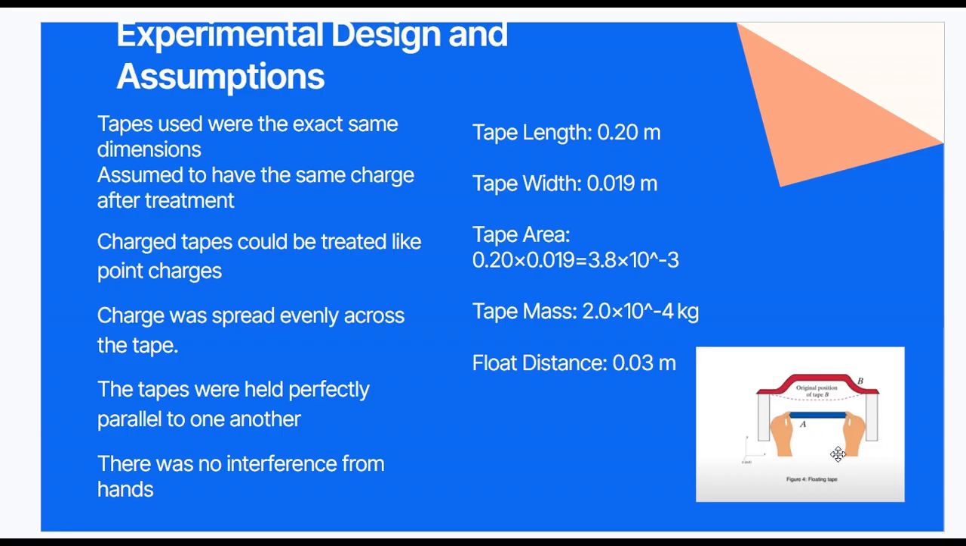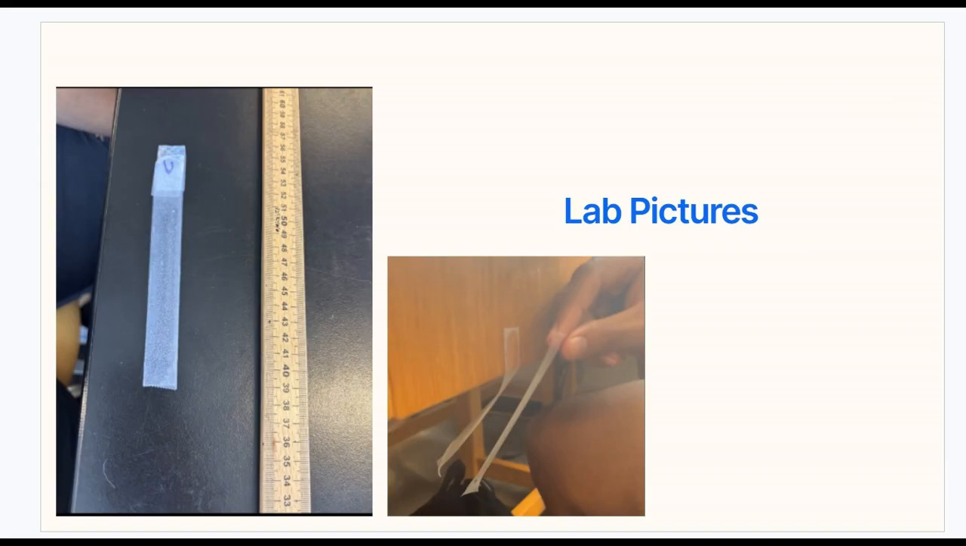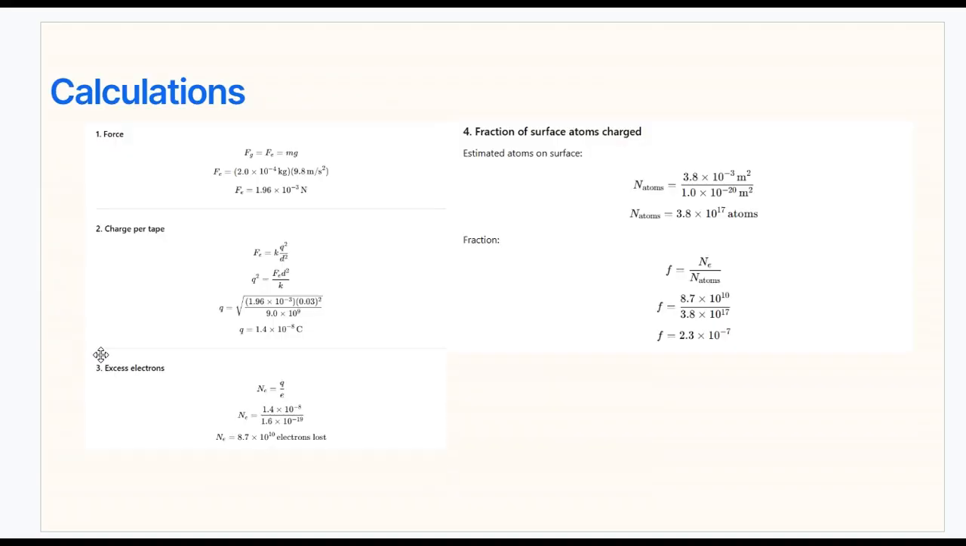So here's the setup, as I'm sure you're familiar with. Here are some pictures of the setup. This is showing that it looks like the tape is repelling this one, so they must both be positive, or they both have the same charge. And then we figured out later with the calculations that it was positive. This is just a brief showing of how the charge was created.